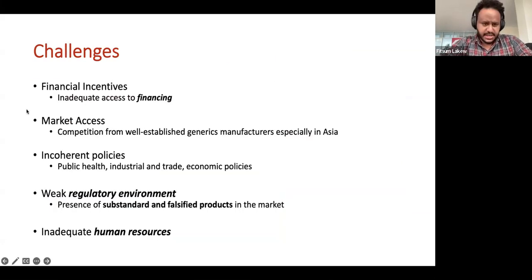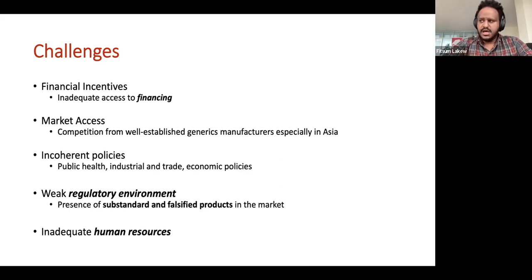So what are the challenges? Obviously, there is inadequate financing, and also little incentive for the private sector to join local manufacturing or to be a pharmaceutical producer in Africa. There is a problem in market access, and also high competition globally, especially from pharmaceutical producers from Asia, incoherent policies among member states, and also weak regulatory environments and inadequate human resources.